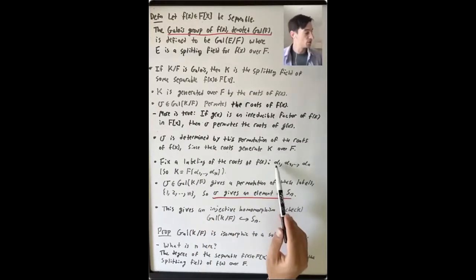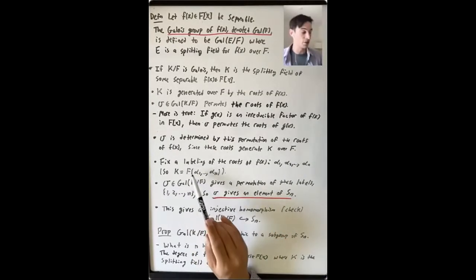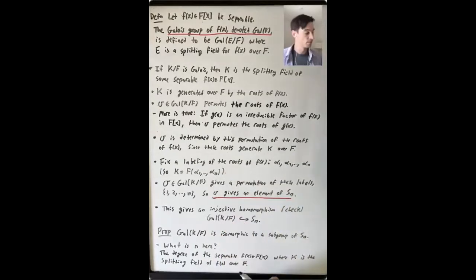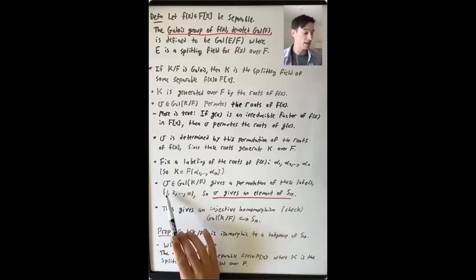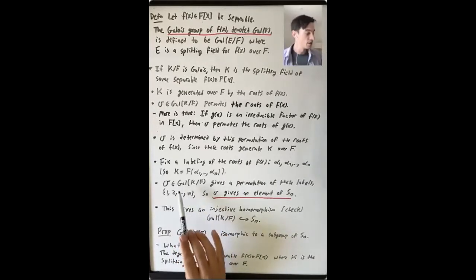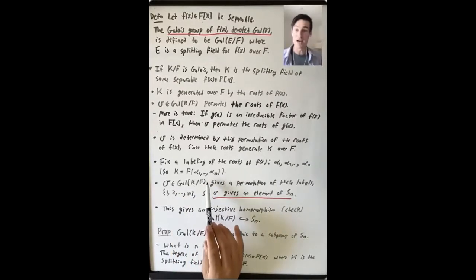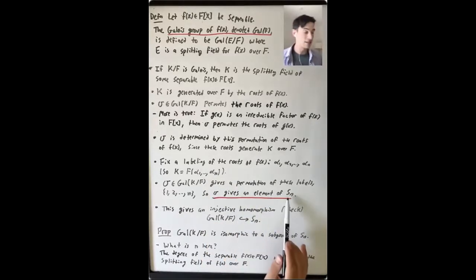Okay, so once we've named these roots, we can say that K is the field generated over F by these roots. So we know that sigma gives a permutation of the roots, alpha 1 through alpha n. So it gives a permutation of these labels of the roots. Like maybe sigma sends alpha 1 to alpha 3. That's like sigma sending 1 to 3. So it gives a permutation of these labels. What are these labels? They are the integers from 1 to n. So every sigma in the Galois group of K over F gives an element of S_n.